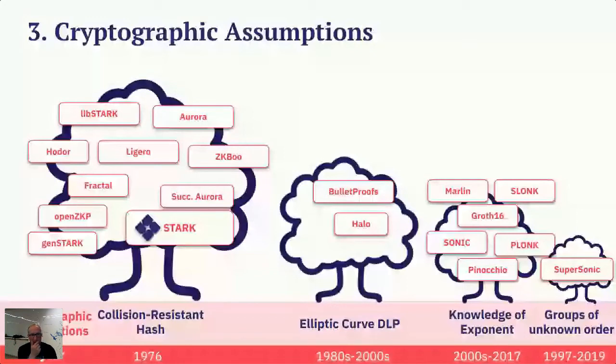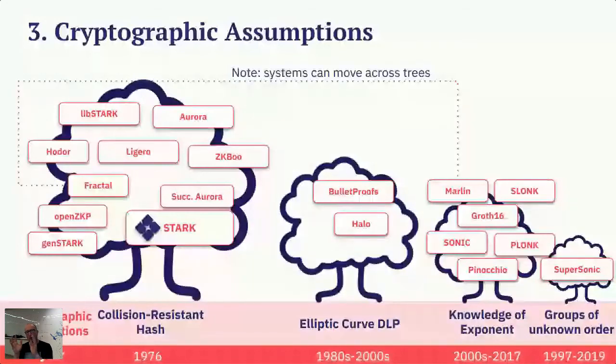Okay. Now, I also want to point out that this is a very inaccurate description, because you can take one idea and apply it in different settings. For instance, if you use this beautiful notion of holography and you instantiate it with a commitment scheme that is based on knowledge of exponents, you will get Marlin, and then it lies in one tree. But if you instantiate it with linear cryptography, you'll get something like Fractal, which lies in a different tree.